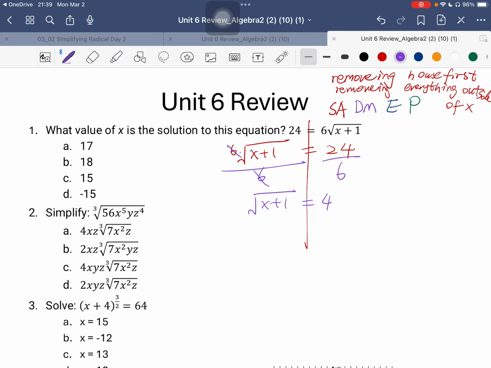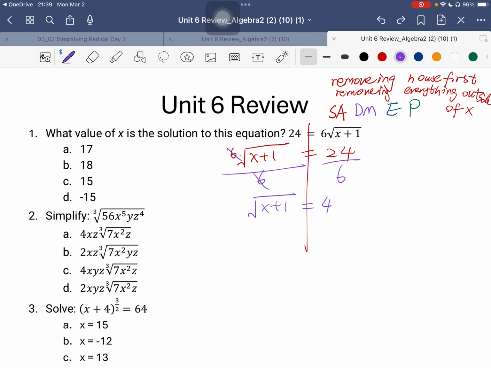And then now let's look at the exponent. For the exponent, I square both sides to remove the square root, because the opposite of square root is square. So I can remove the square and square root. So it just leaves me x plus 1 on the left side, and on the right side 4 squared is 16. So now I need to remove everything outside of x in the order of SETMAP. So now I have subtraction, addition. I minus 1 on both sides. I get x equals 15. That's your final answer.